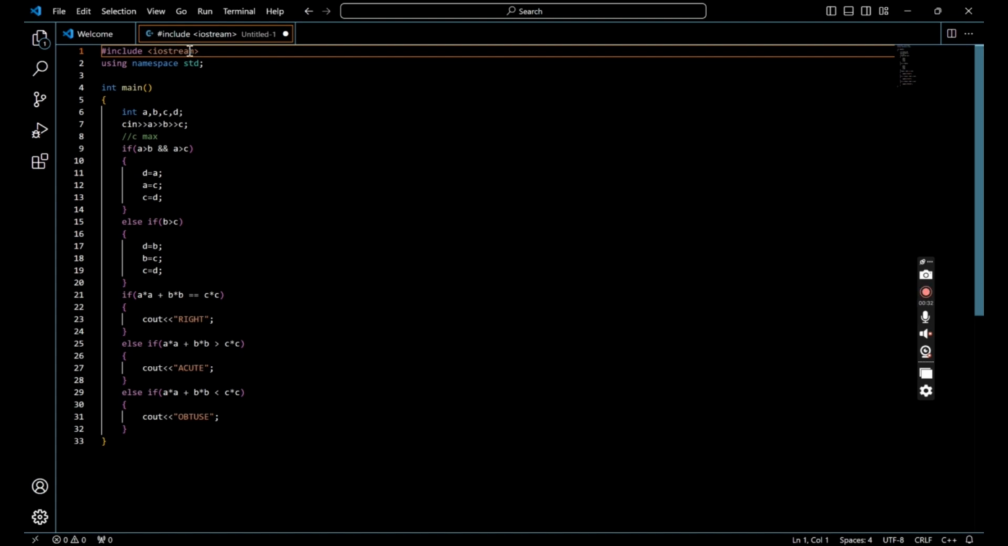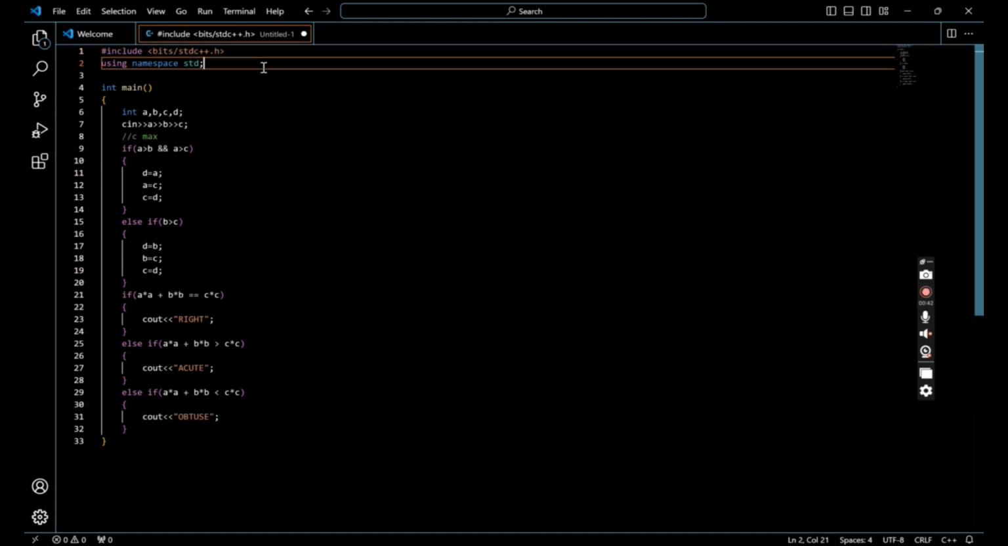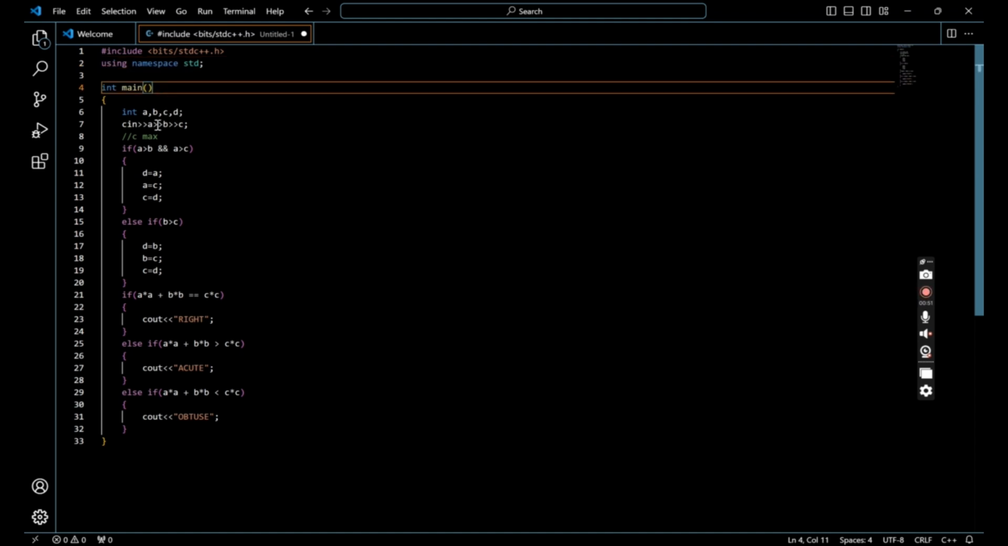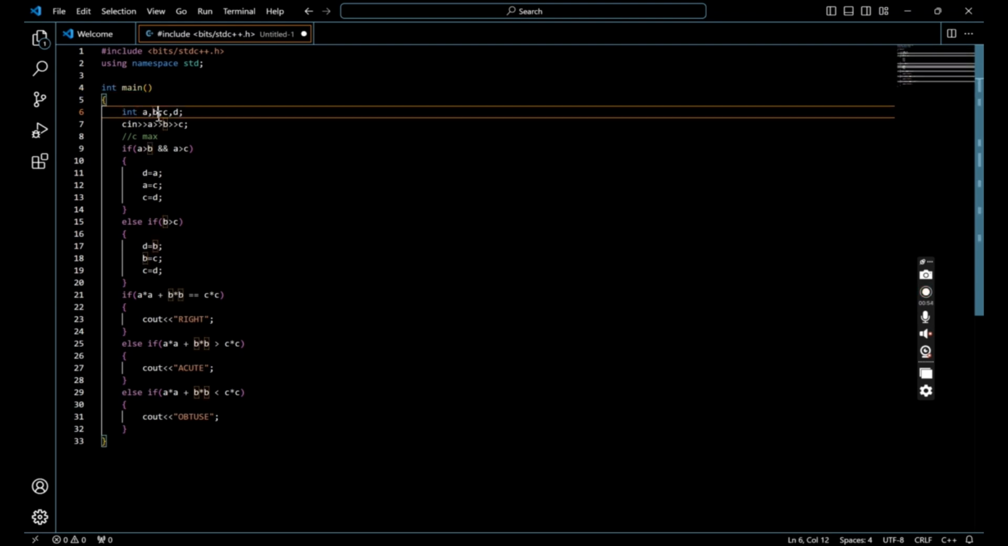So let's start. Here you see #include <iostream>, but I recommend you to not use iostream, but to use bits/stdc++.h, which is probably the best and has all things inside, including iostream, cmath, cstring, and etc. So inside the main, I'm gonna only say it's A, B, C, D.